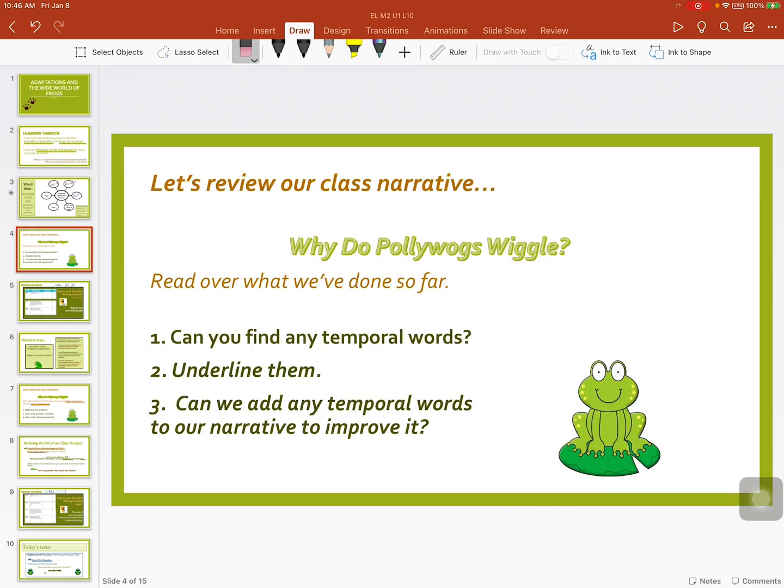Okay, so think about our class story about why pollywogs wiggle. Because each class has their own story, what are the temporal words that you notice throughout the class story? Can you name them?